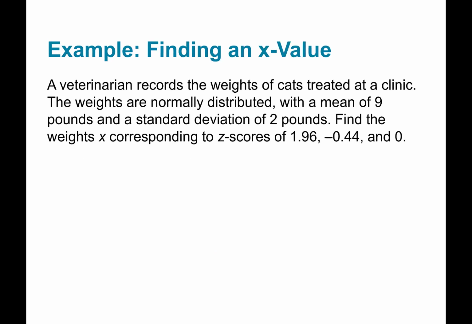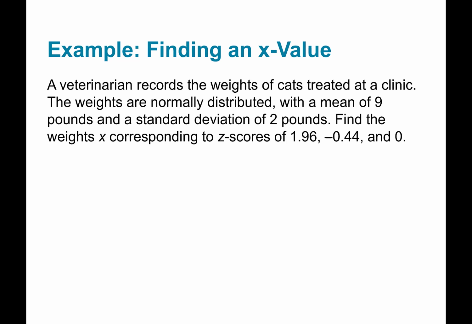So let's look at an example. A veterinarian records the weights of cats treated at a clinic. Weights are normally distributed with a mean of 9 pounds and a standard deviation of 2 pounds. Let's find the weights x corresponding to z-scores of 1.96, negative 0.44, and 0.